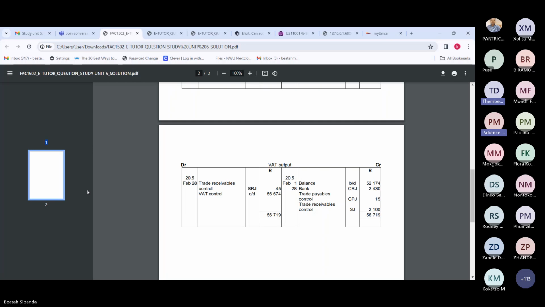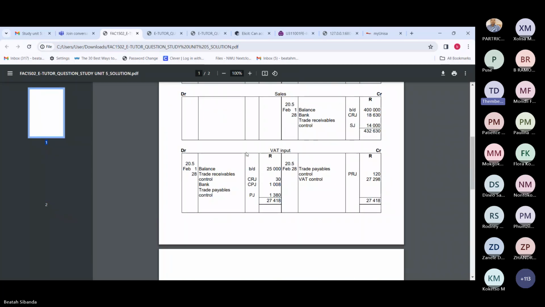Sorry, sir. Please can the doctor go up a bit? I just want to see the VAT inputs, because I think I got a bit lost with the credit side. I understand the debit side, how everything fell into place in the calculation and so forth. I just wanted to double check it. Yes. So we got the total of 27,418. The 120 we had minused, that's how we got the 27,298. Just to be correct, yes.